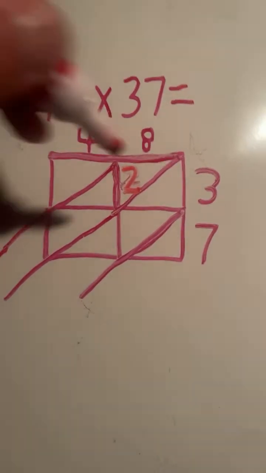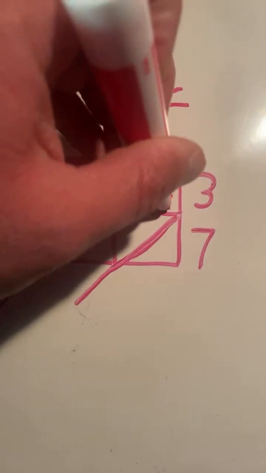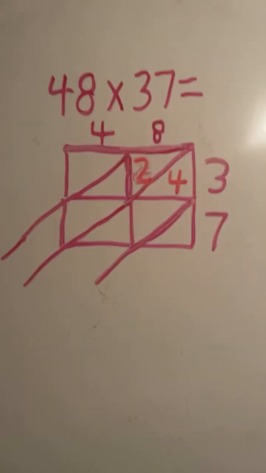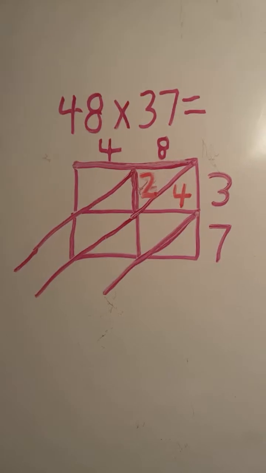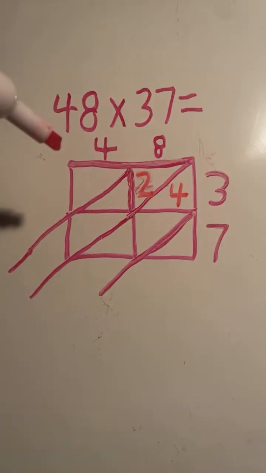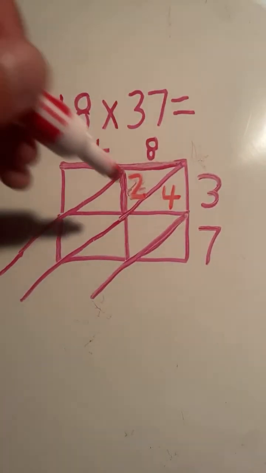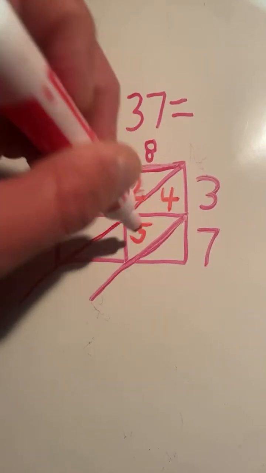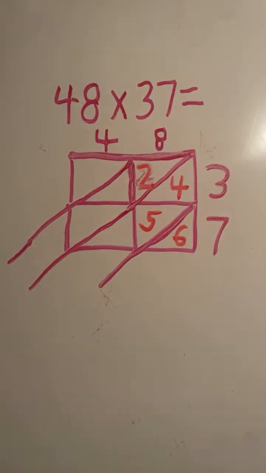Alright. So we have a 2 in the top triangle and a 4 in the bottom triangle, because 8 times 3 equals 24. Next, we're going to multiply 8 times 7. 8 times 7 equals 56. So 5 in the top triangle, 6 in the bottom triangle.